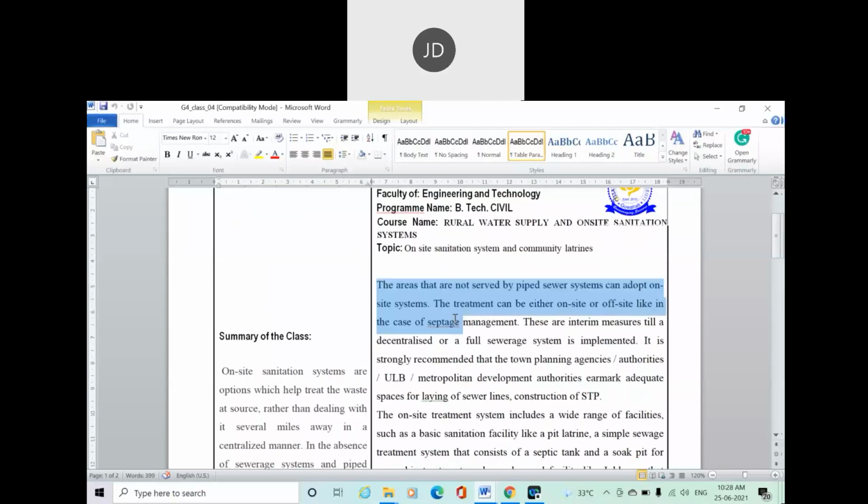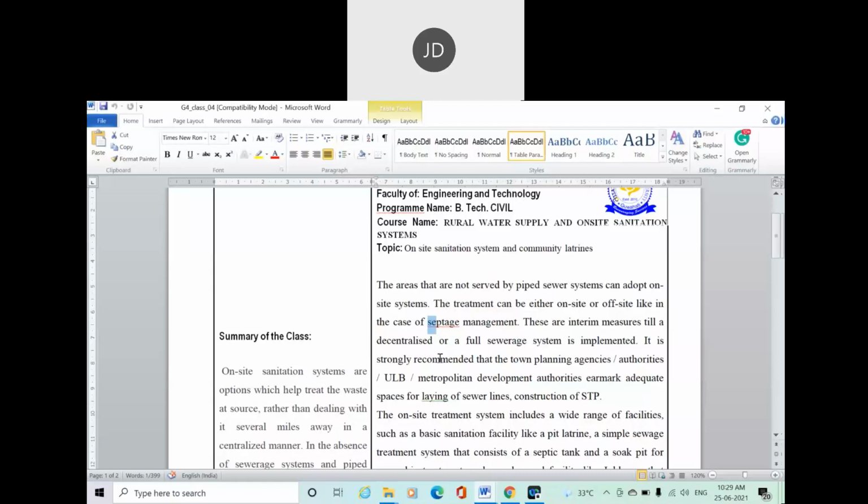The areas that are not served with a piped sewage system can adopt on-site sanitation. The treatment can be either on-site or off-site, like in the case of septage management. Septage management means managing the waste coming out from the septic tank. The wastewater coming out of the septic tank after treatment is known as septage. That means you can see it as the output of the septic tank.